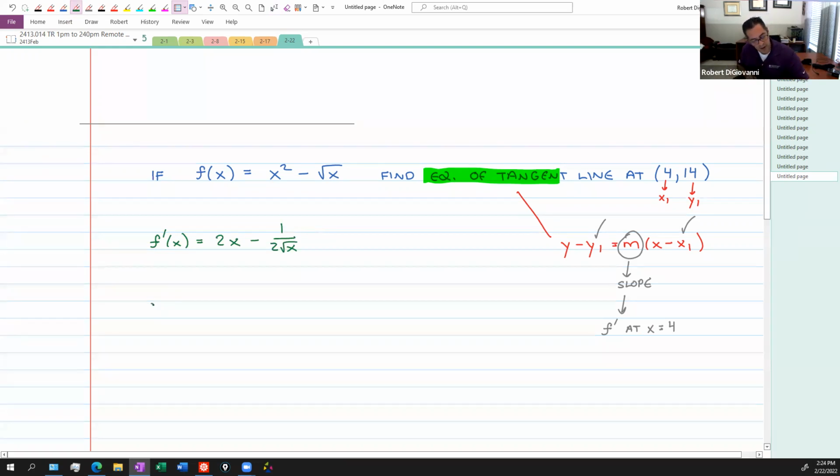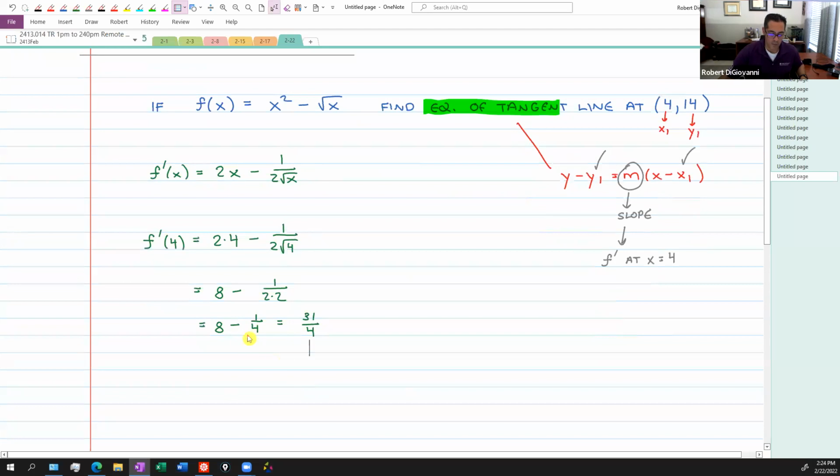And now to figure out the slope of the tangent line at 4, I plug 4 into this. 2 times 4 minus 1 over 2 times the square root of 4, which is 8 minus 1 over 2 times 2, which is 8 minus 1/4, which is 31/4, I believe. You have to get a common denominator between these two. That's your slope, right?